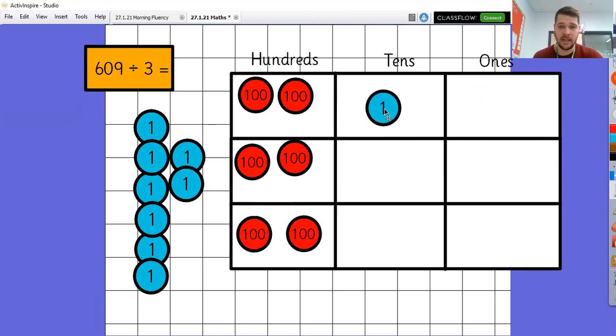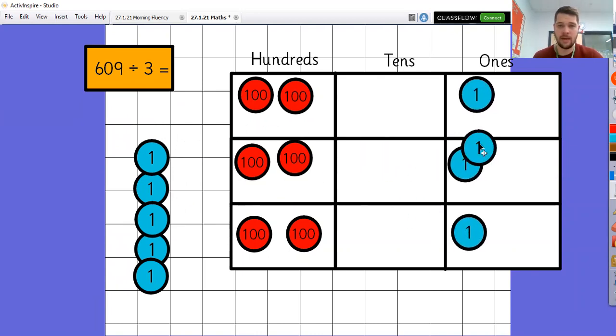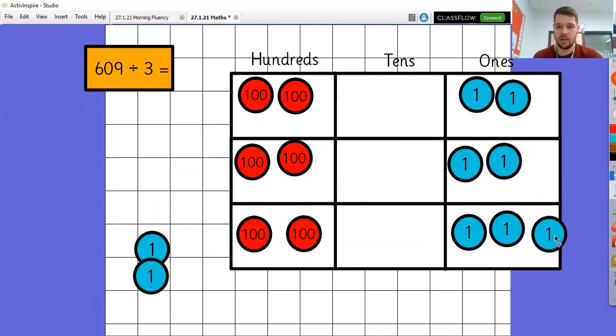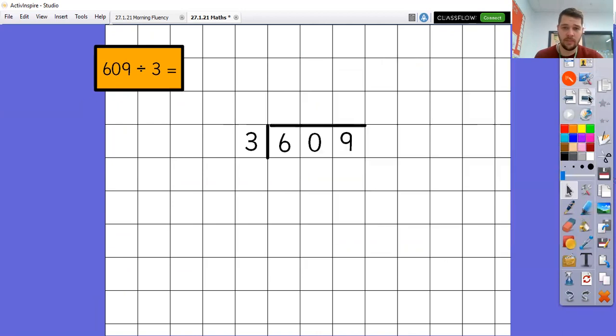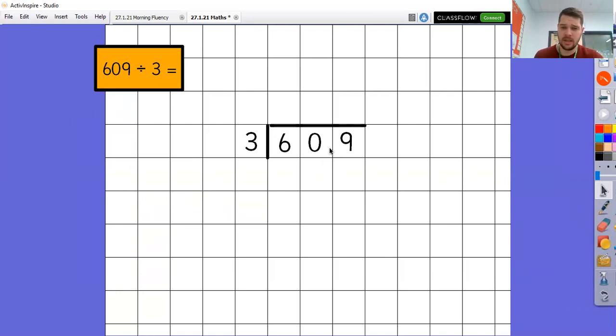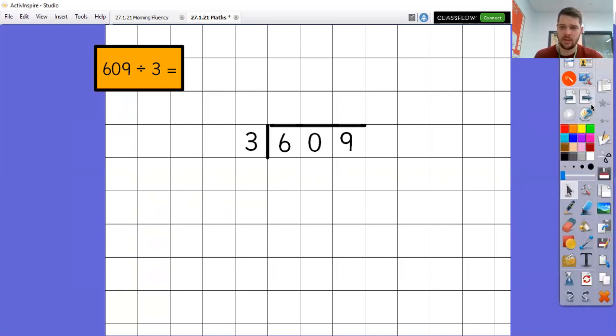I don't have any 10s, so I'm going to move straight to 1s. Equal amount so far. And it looks like we are going to have 0 remainders. Amazing. So I have 200s and 3 1s in all 3 groups. So 609 divided by 3 is 203. Let's look at that in the bus stop method then, because I've got 0 in the middle. We haven't seen questions like that yet, so pay close attention.